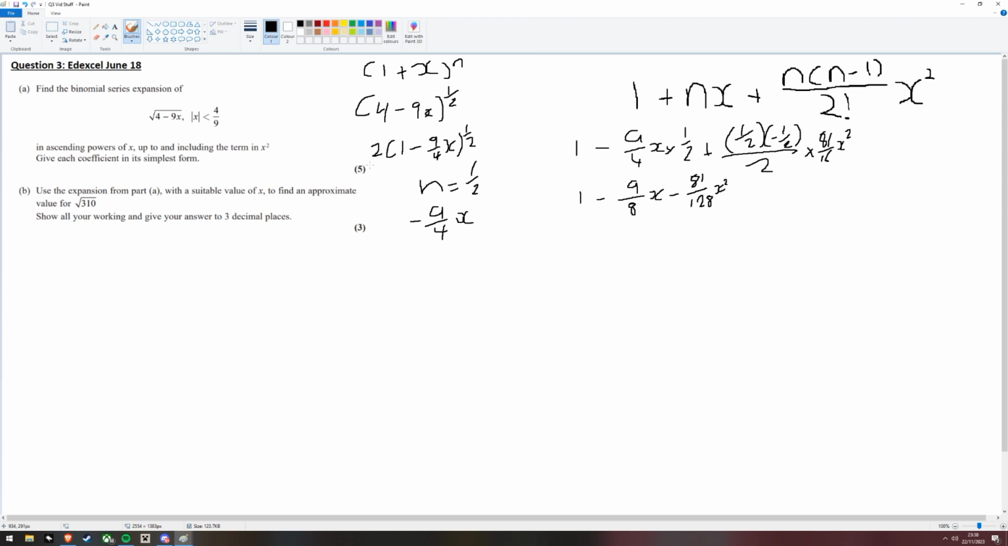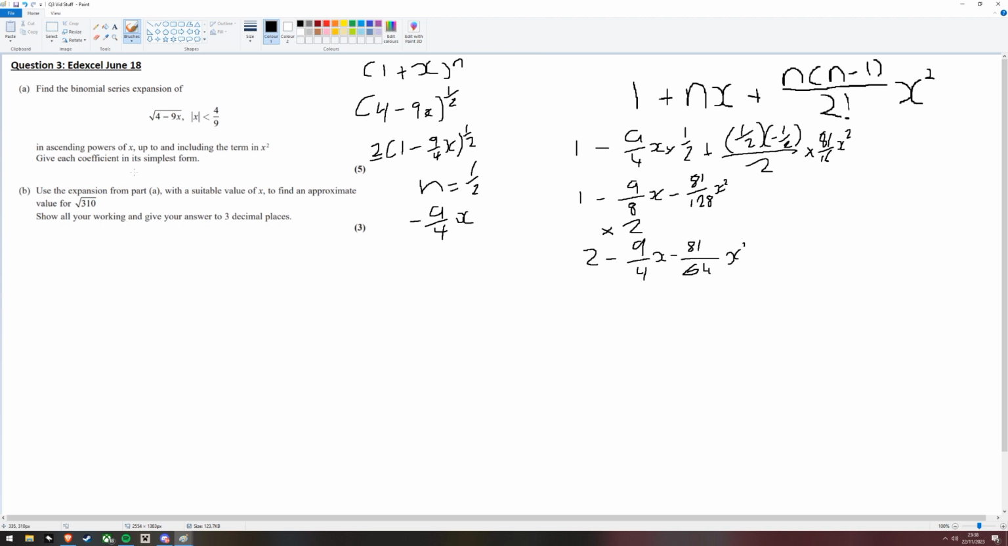Now we're not done, because we do have this 2 out the front. We multiply this all by 2. So 2 minus 9 over 4 x minus 81 over 64 x squared.